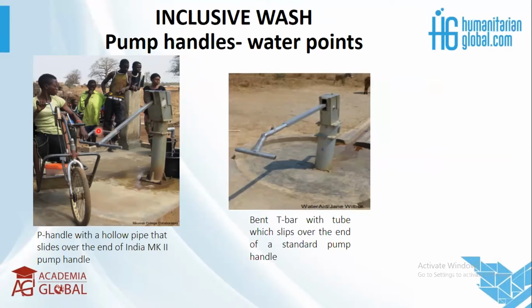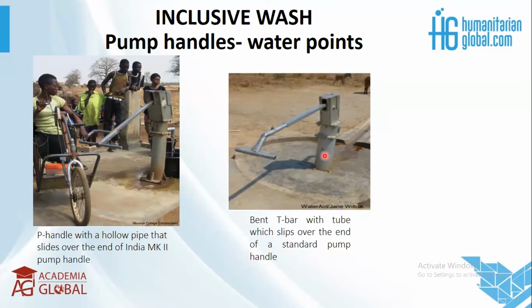So someone is able to use it. It's a P handle, because it looks like a P. It has a hollow pipe that slides over. It is an Indian Mark II pump handle, really. So with this one, someone can even pump water from the sides.